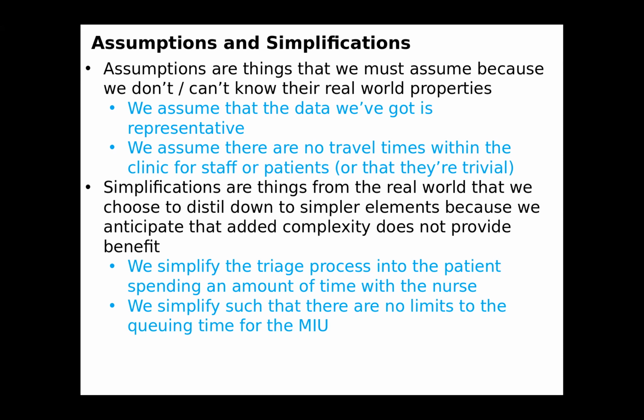But sometimes there might be really important things that go on there that you need to capture. But usually you're going to be making simplifications like that. Or we might think about things like, we simplify such that there are no limits to the queuing time for the MIU. Now, obviously, in reality, of course, there will be. If your model predicted that there was a 30-day wait, with people waiting in a waiting room for 30 days, that's not going to happen. But that simplification might be important in the model because it might allow you to say, well, look at the ridiculous times, and that's going to cause hidden queues and hidden problems with our system.